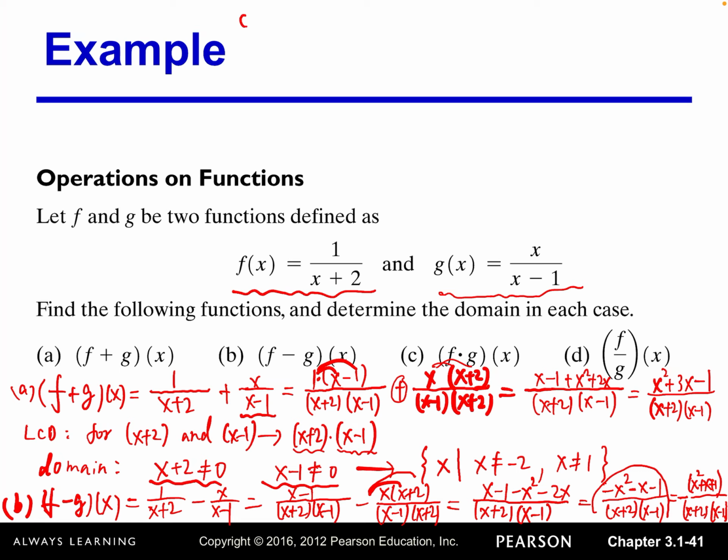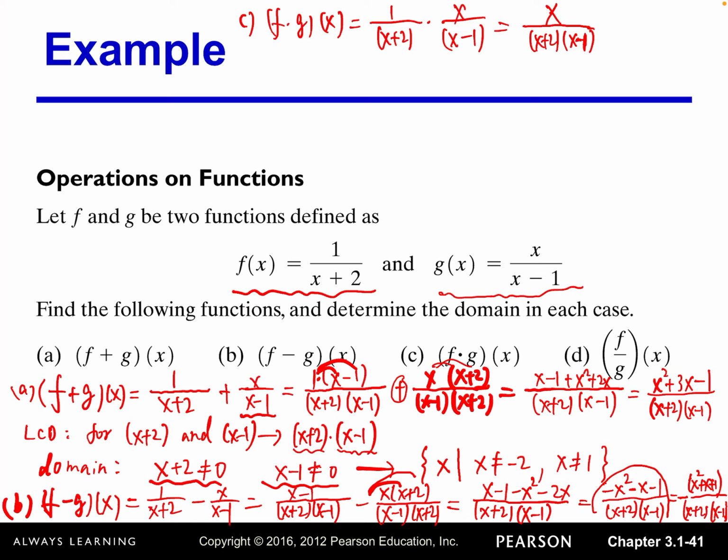Part C. I don't have space below, so I moved to the top. We multiply the two functions, f times g. So that's 1 over x plus 2 times x over x minus 1, right? That's quite easy. Numerator times numerator, the numerator is x. Denominator times denominator, that's just x plus 2 times x minus 1. Nothing can be further simplified, so we just leave it like that.